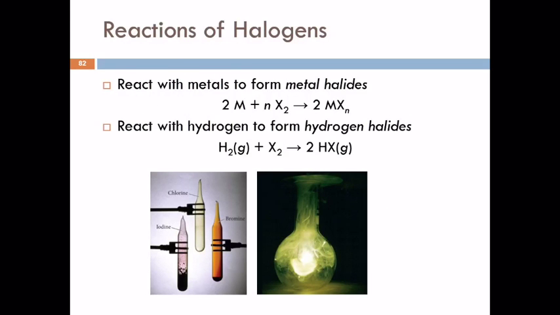So, two types of reactions of halogens we should be familiar with. This is the same one we saw with the alkali metals, but in general, halogens will react with other metals as well. And so it just depends on the charge that that metal ion takes what the formula of this compound is. But they'll form metal halides. And they will react with hydrogen to form hydrogen halides. So this is going to look like an acid, HCl, HF, HI, etc.